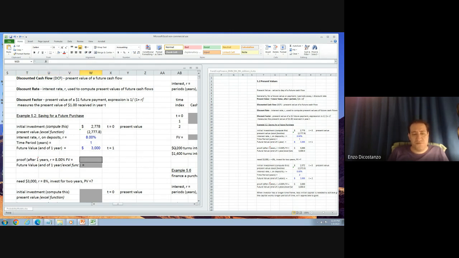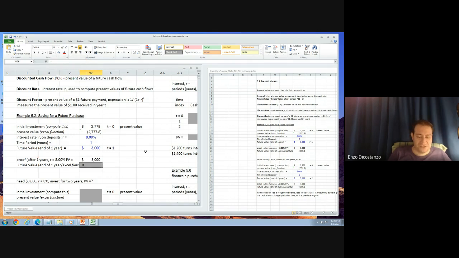Anyhow, so the proof here, which one was which here? So which one shows how it grows? Yeah. So this is going to be equal to that number times 1 plus the rate, which is 8%. And it's just 1 year, so you don't even need to worry about the exponent. Right. So 2,778 grows to $3,000.